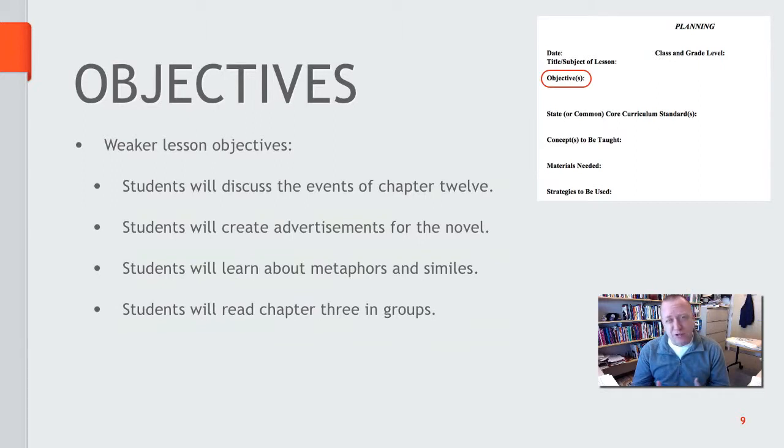What are they going to be able to do by the end of the lesson? They really just say, well, here's what we're going to do. We're going to discuss the events of Chapter 12, rather than talk about what kind of learning ought to be happening as part of that discussion. The last objective is like that too. Students will read the chapter.